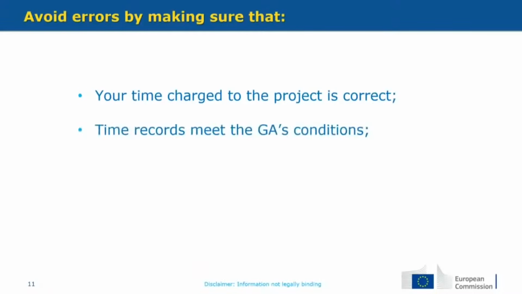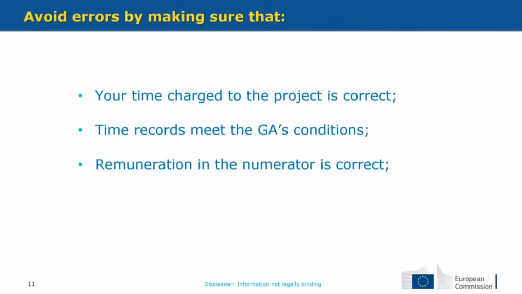You may be amazed, we still find many differences in the time charged in audits. The second advice is that time records that you use meet the grant agreement's conditions. Basically, you have the name of the person working, the signature of the person, signature of the supervisor, etc. The number of hours, obviously, very important, worked on the project. And in the remuneration, the numerator is correct.